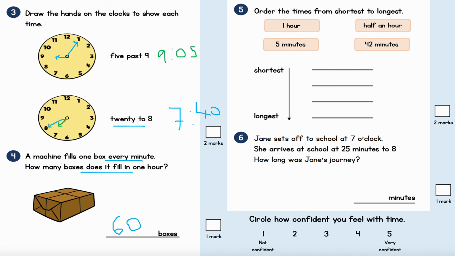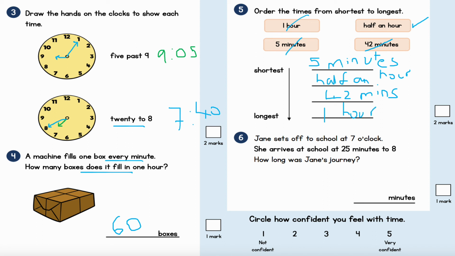This is question number five. Order the times from the shortest to the longest. So 5 minutes is the shortest. Then it goes half an hour, because half an hour is 30 minutes. Then it goes 42 minutes. I'm going to write mins here just to be a bit lazy, and I do apologise, but it's minutes. So when I write 42 mins, it means short for minutes. And then it's 1 hour, and 1 hour is 60 minutes.